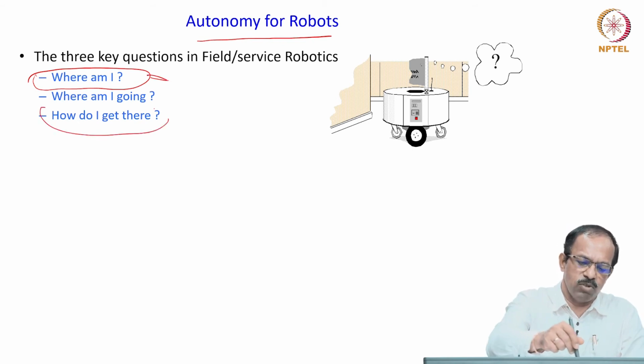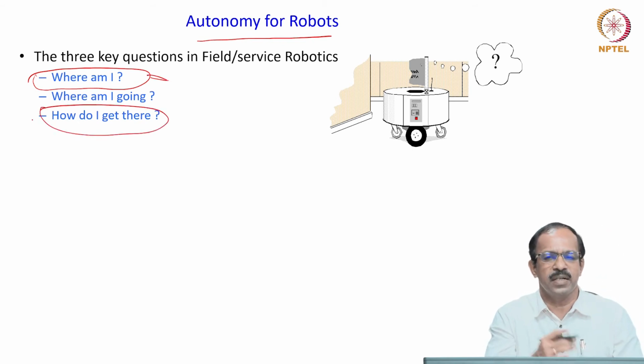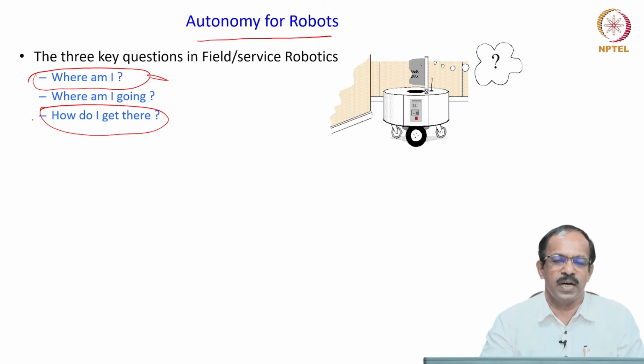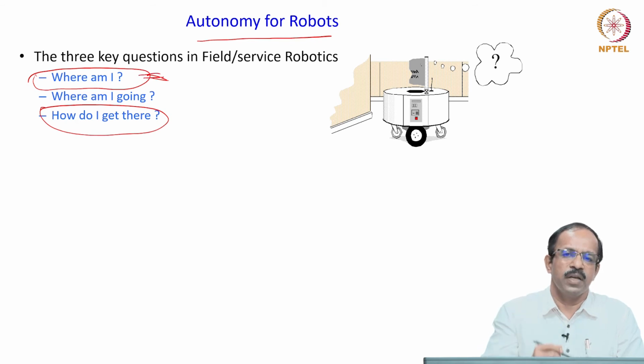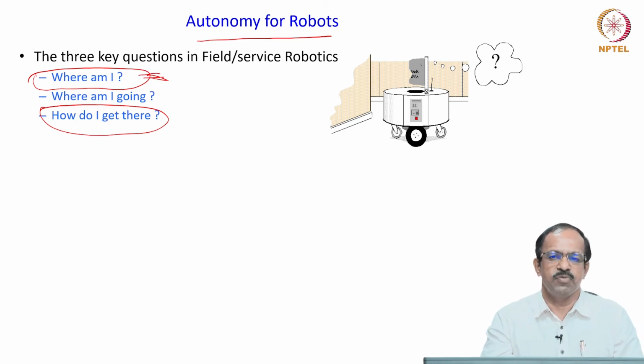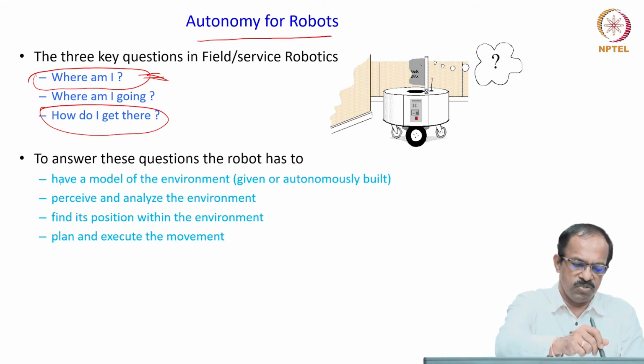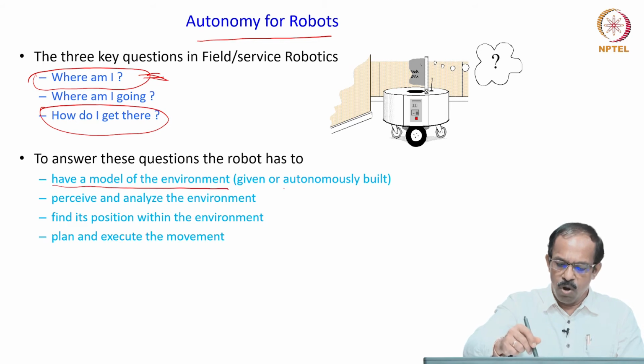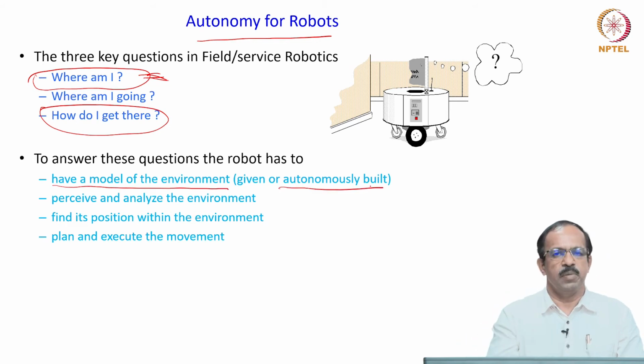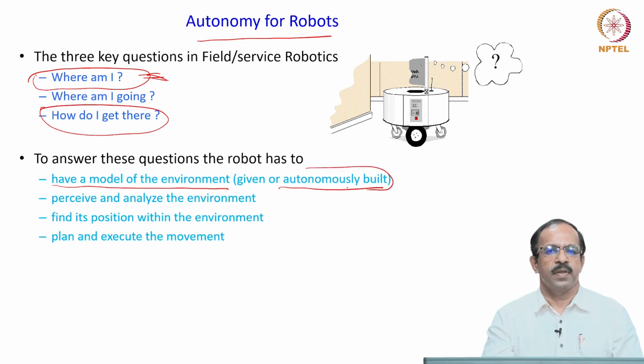And how do I get there is a question of path planning and execution of the path through control signals and other things. But the first part, the answer of where am I, is to be answered, and many times we call it the localization of a robot. So to answer these questions, the robot needs to have a model of the environment, given or autonomously built. So the robot needs to have a map of the environment. A digital map is given, or the robot should be capable of building a digital map.